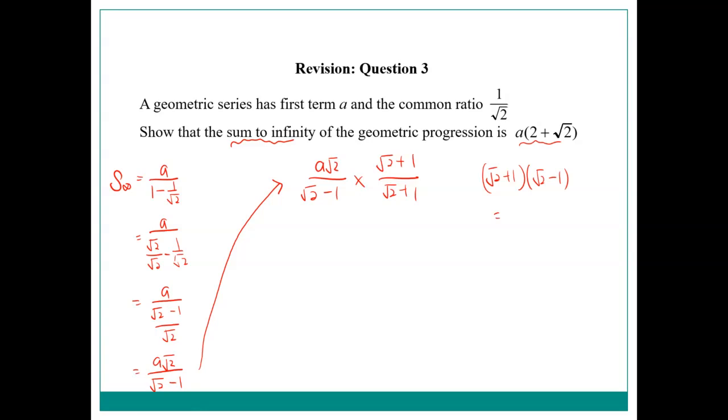Okay, we expand this with rainbow multiplication. We got 2 minus √2 plus √2 minus 1. And then we got 2 minus 1, which is 1. So you see, if I multiply them, my denominator becomes 1, right? So we have already cancelled the denominator, or made the denominator disappear. Okay, so now we have A√2 times √2 plus 1. Okay, we multiply this, we get 2A plus A√2, and then we got the answer shown.